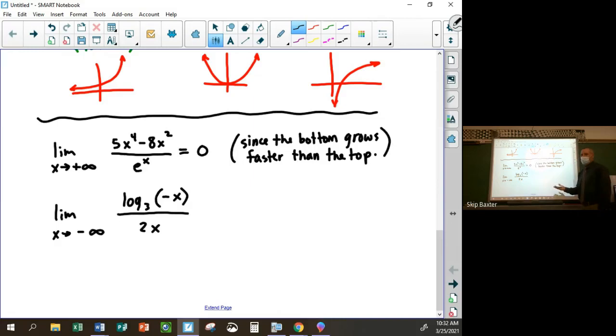This is also 0, because the top's logarithmic growth, and the bottom is polynomial growth. Okay? So this is still going to be 0. The bottom is getting bigger, in this case a bigger negative number, but it's getting bigger at a faster rate than the top is. Okay?